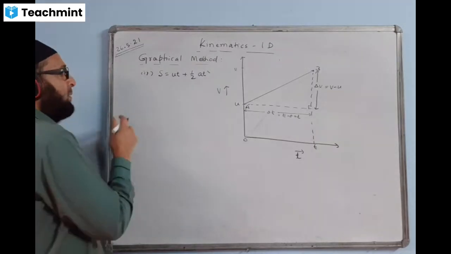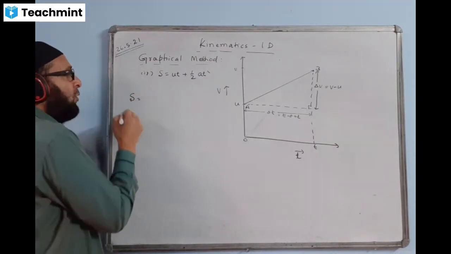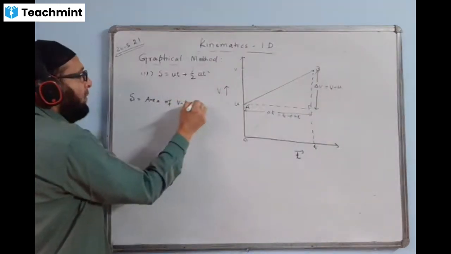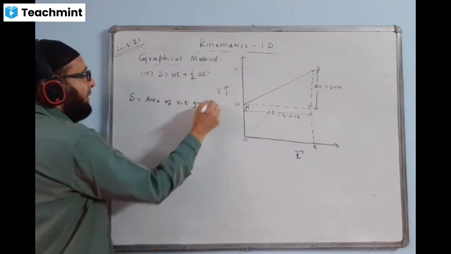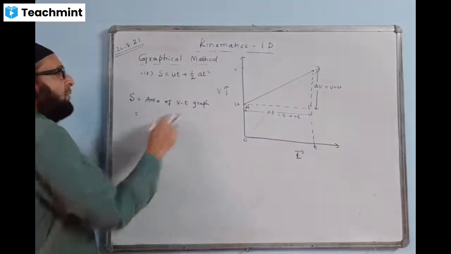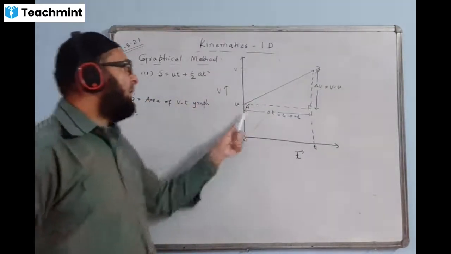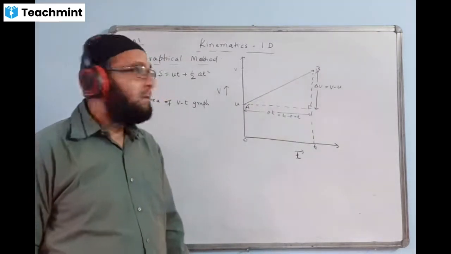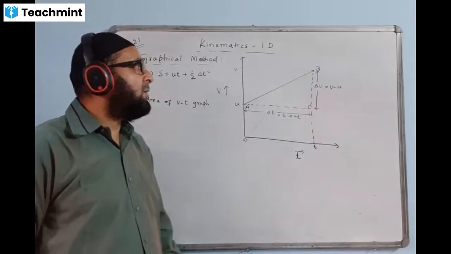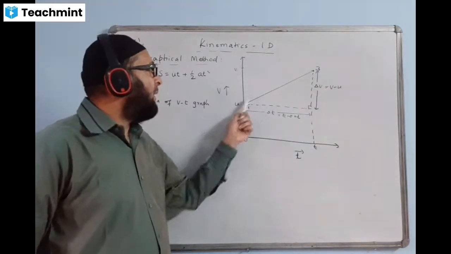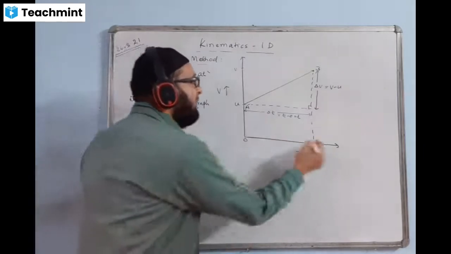How to prove it? S means the distance, no? Distance, how do we find? By finding the area. Write down: area of the VT graph with the x-axis. We'll find the area of this graph. How to find the area? We see overall the figure is what? It is a trapezium. If you look at the entire figure like this, OAB, and I give the name D out here.